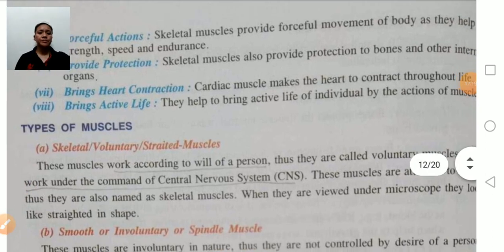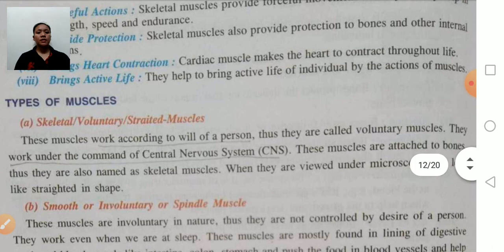Types of muscle. There are three types of muscle: skeletal muscles, smooth muscles, and cardiac muscles, or we can say voluntary muscles and involuntary muscles. Skeletal muscle is also known as voluntary muscle or straight muscle. This muscle works according to the will of a person, thus it is called voluntary muscle. It works under the command of the central nervous system. This muscle is attached to the bones, thus it is also known as skeletal muscle. When viewed under a microscope, it looks straight in shape, therefore it is known as straight muscle.